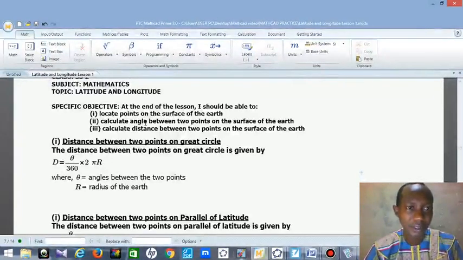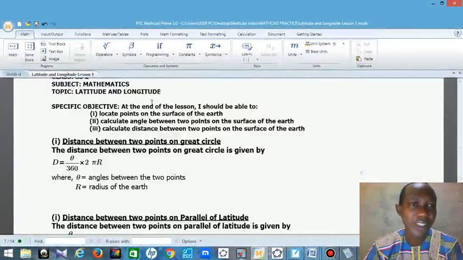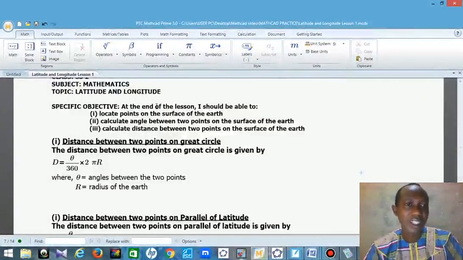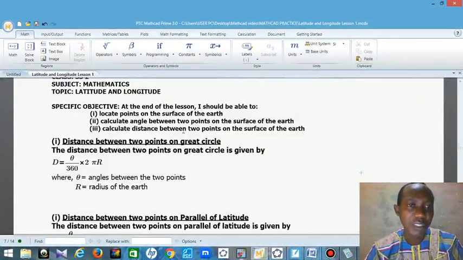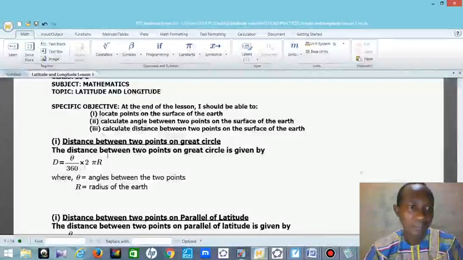Just like your graph, when you are plotting your graph, you need the XY axis, and each point must stand on X coordinate and Y coordinate, and the second point must also stand on X coordinate and Y coordinate. So you need both of them to get the distance. The same thing with latitude and longitude. So the 2 points can either stand on a latitude or a longitude.